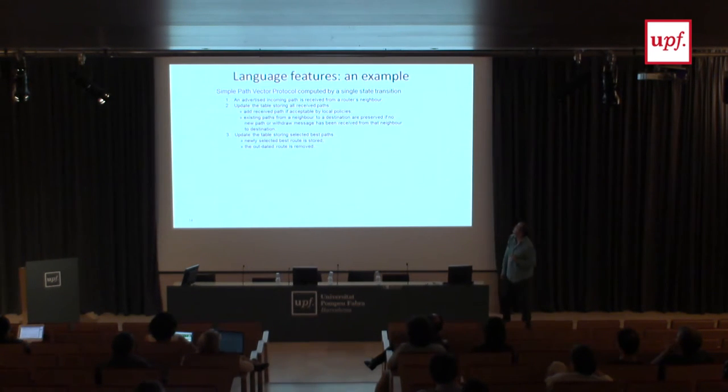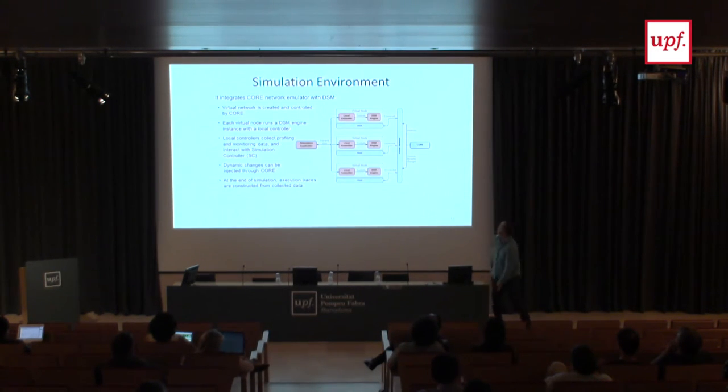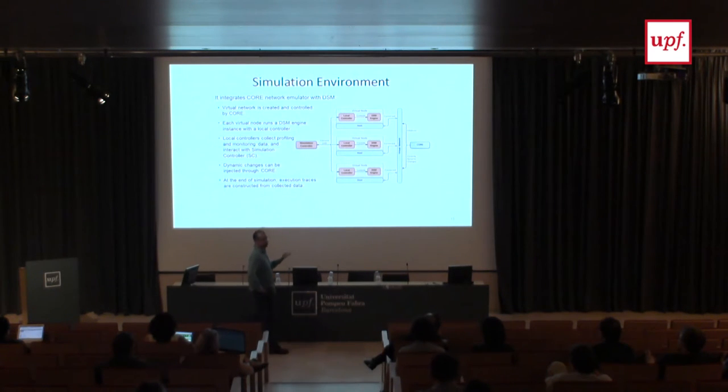So I think I'm going to skip this example and go to the simulation. The simulation environment is based on a system developed in the United States, an open source system developed by the Army Research Lab of the United States, called CORE. It is an emulator of networks. In the emulation, you are able to describe switches, you are able to describe networks, and how good the connection between the nodes is, throughput, times for loss of traffic and all this.